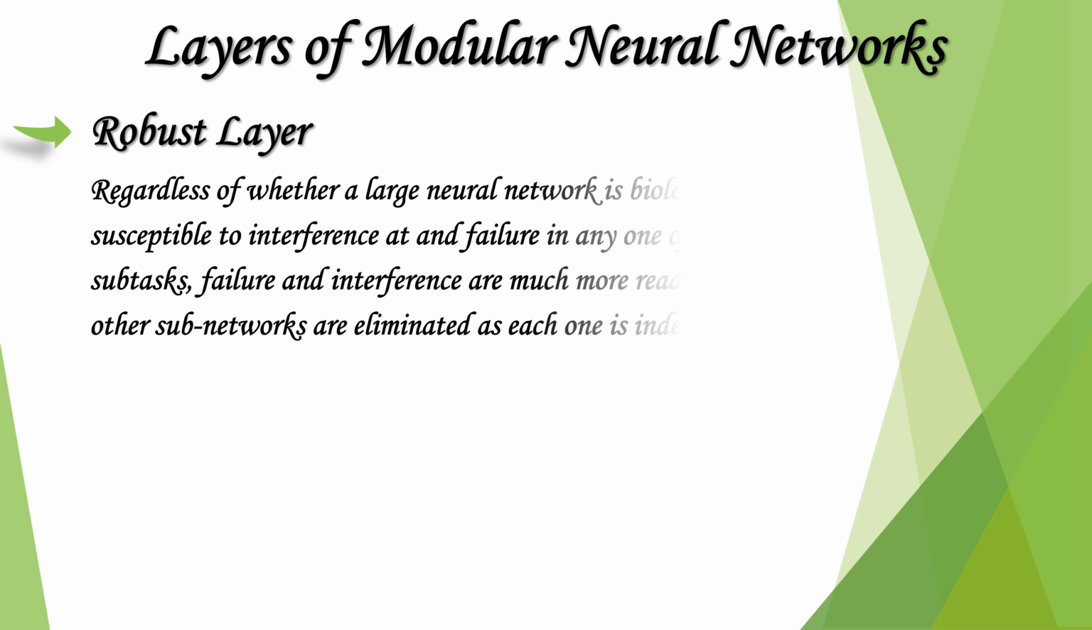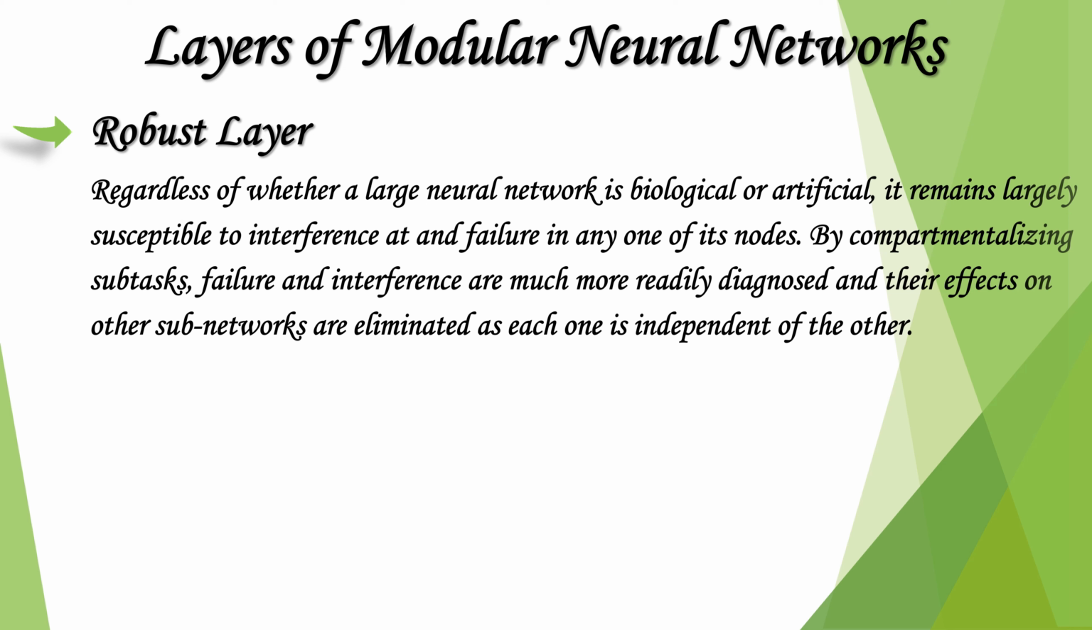Robust layer. Regardless of whether a large neural network is biological or artificial, it remains largely susceptible to interference and failure in any one of its nodes. By compartmentalizing subtasks, failure and interference are much more readily diagnosed, and their effects on other subnetworks are eliminated, as each one is independent of the other.